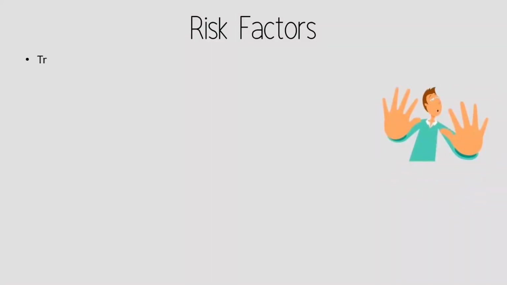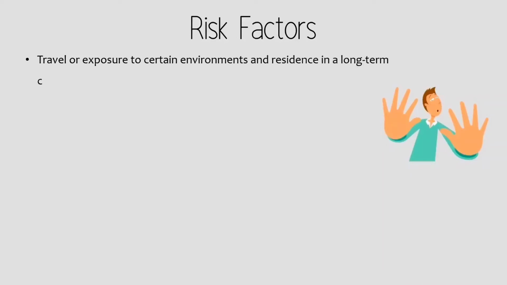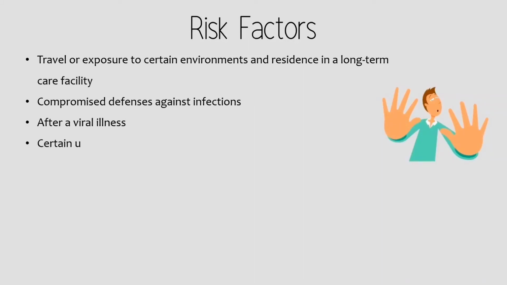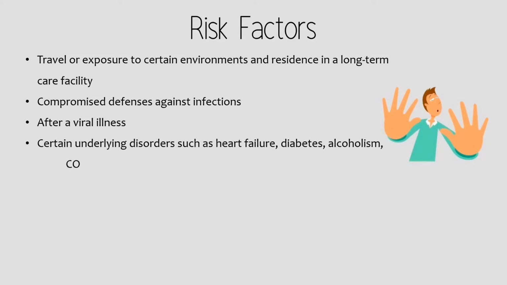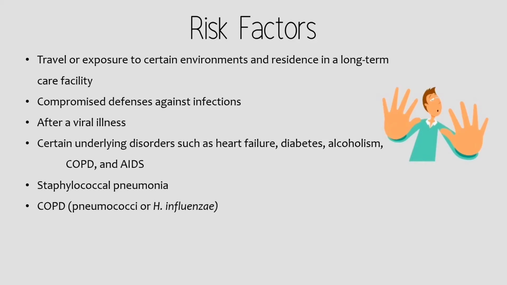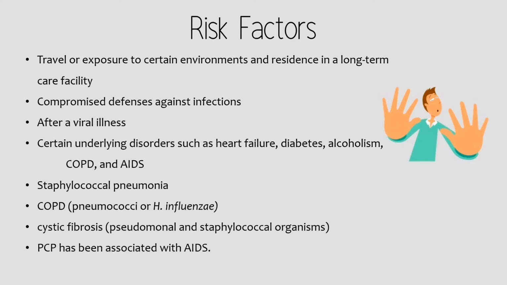Risk factors for pneumonia include travel or exposure to certain environments and residence in a long-term care facility. After a viral illness, certain underlying disorders such as heart failure, diabetes, alcoholism, COPD, and AIDS. Staphylococcal pneumonia. COPD, specifically the pneumococci or Haemophilus influenzae. Cystic fibrosis, specifically the Pseudomonal and staphylococcal organisms. PCP has been associated with AIDS. Community-acquired pneumonia, including gram-negative bacilli and Staphylococcus aureus.